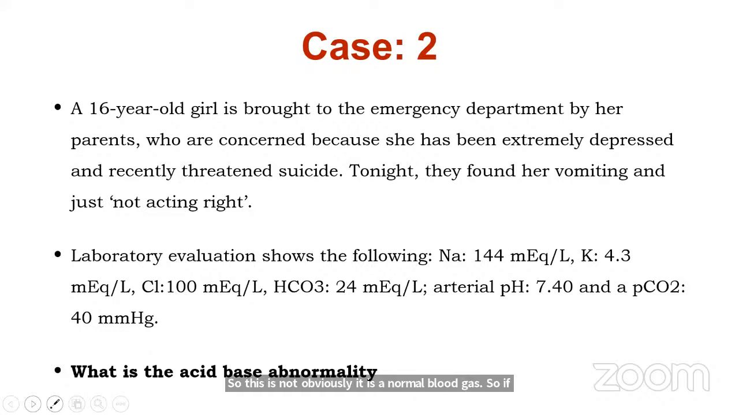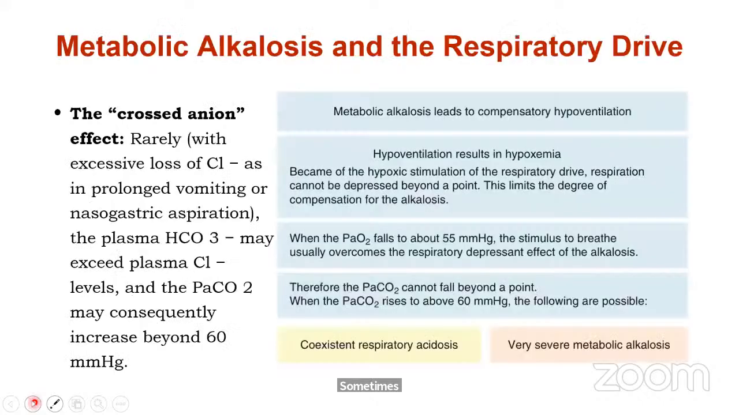So if you calculate the delta gap, that is the delta anion gap minus the delta bicarbonate gap, that will be 8. So if you see this blood gas, it is actually showing metabolic acidosis as well as metabolic alkalosis. So whenever we see a blood gas, we sometimes have to look very meticulously, otherwise we will miss the metabolic alkalosis. Next slide, please.